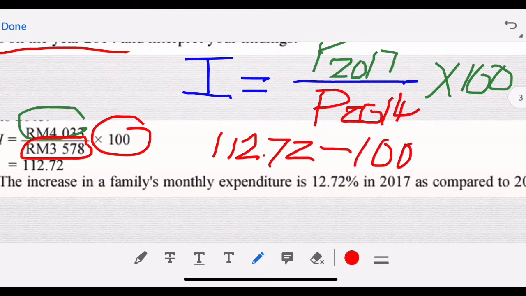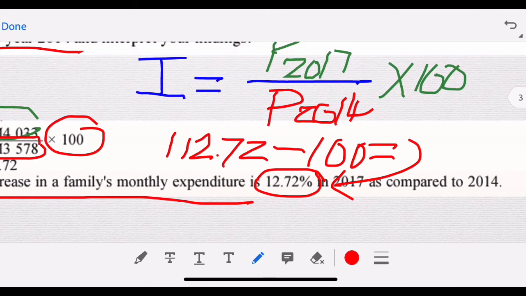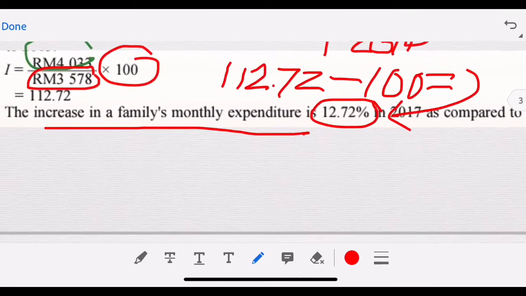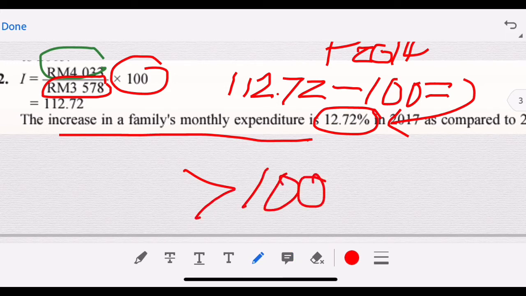If it is more than 100, we say it has increased. Okay, increased by how much? You just minus out, and you get this number, 12.72. You can always convert to percent if you want, but don't write the index number as percent, all right? So as compared to 2014, okay? If it is more than 100, it will be increased, all right? If it is less than 100, it will be decreased, all right?